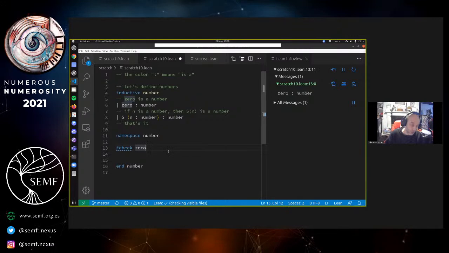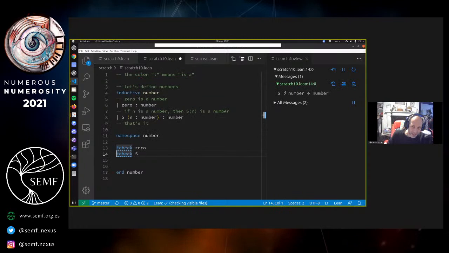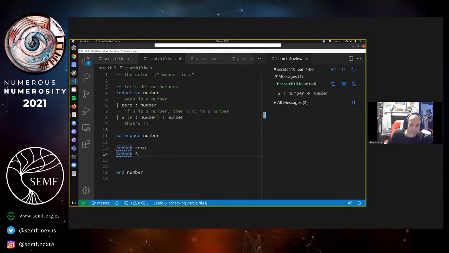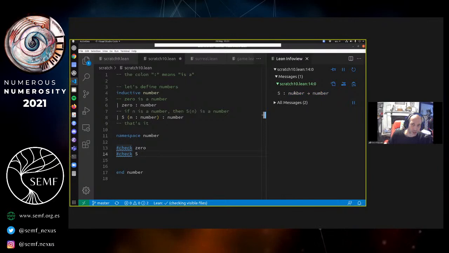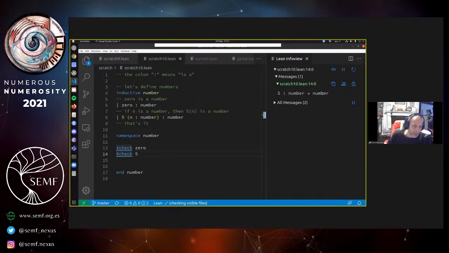And we can also check S. It says that S is something else. S isn't a number. S is something with an arrow in. What's happening here is that this is a function. This says that S is a function, and the input of the function is a number, and the output of the function is a number.